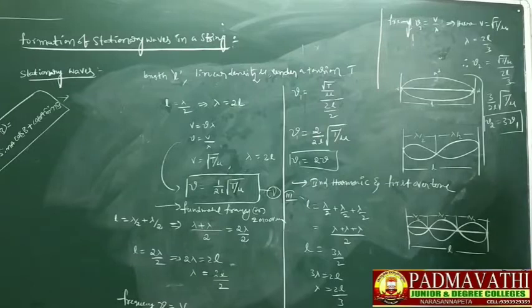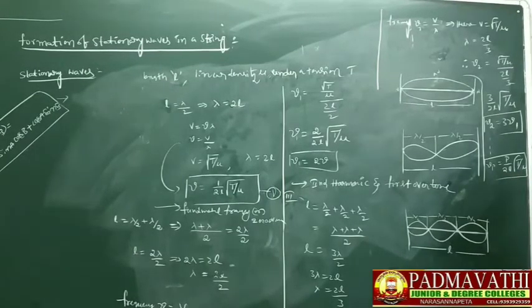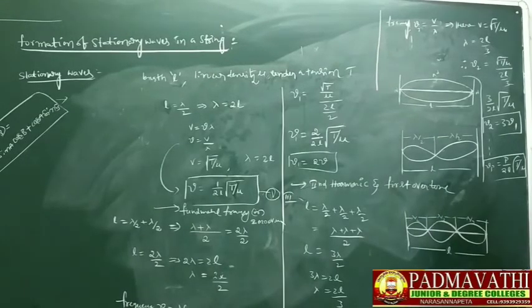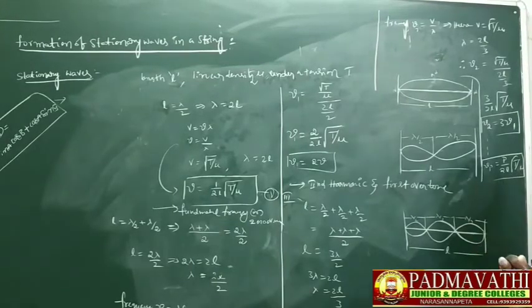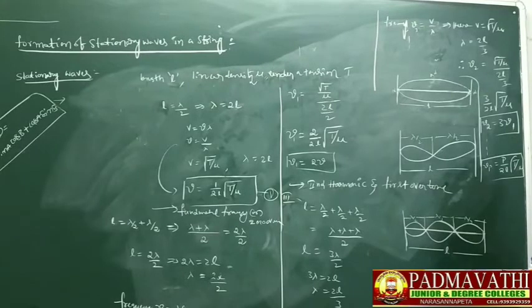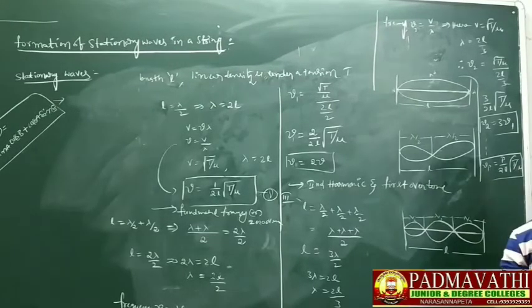So now along the string, vibrating in P modes, nu P is equal to P by 2L into root T by mu. Here P is the number of modes in a string, L is the length of the string, T is the tension of the string, and mu is the linear density of the string.